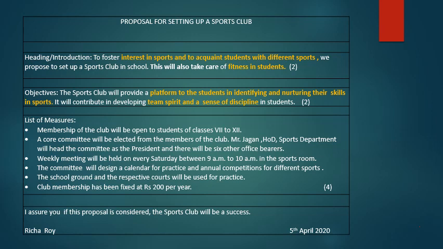Proposal for setting up a sports club, written at the center of the notebook in block letters. You can see there's a gap of 1 line and then the heading is written, below that the objective, and below the objective it's the list of measures. Just see how the list of measures is written. Below that there is the conclusion in 1 line, and then on the left hand side you have to write your name, and on the right hand side on the same line you have to write the date.